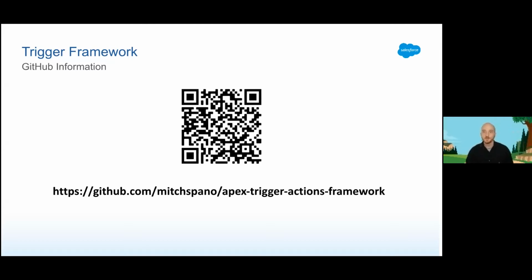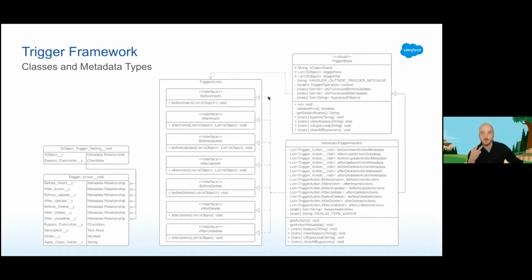But the idea behind the trigger actions framework is that no longer do we just rely on classes. All right, I'm going to show you the architecture diagram for the moving parts of the trigger actions framework. We have three main classes: the trigger base, the metadata trigger handler, and then the trigger action itself.